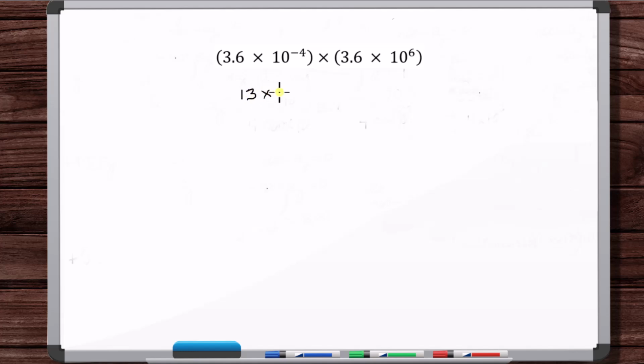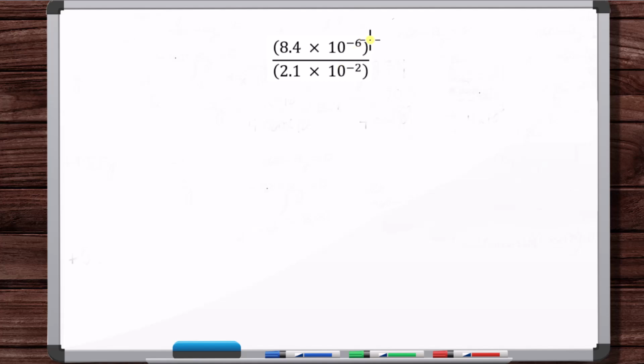Okay? Times 10 to the, now minus 4 plus 6. All right, so what is going to happen to this 10 to the minus 6 and 10 to the minus 2? We've got 10 to the minus 6 minus 2 plus 2. So this is going to go away, and this is going to be a minus 4. All right, now 8.4 divided by 2.1.